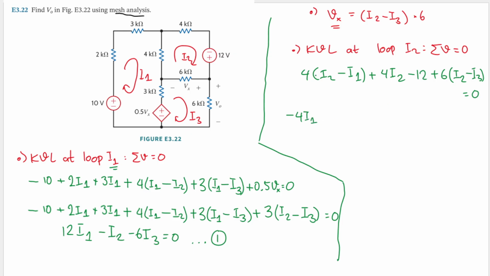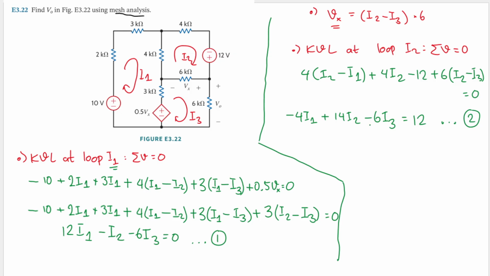And then I2 comes from many places here. 1, 2, 3. So 4 plus 4, that will be 8. 8 plus 6, that will be 14. So we'll have 14 I2. And then we will have minus 6 I3. Good. Minus 12. Let's move it to the right hand side. So we'll have 12 here. Okay, let's save this as equation number 2.